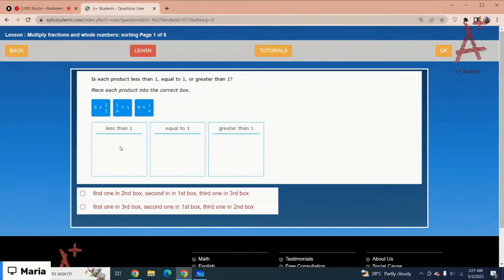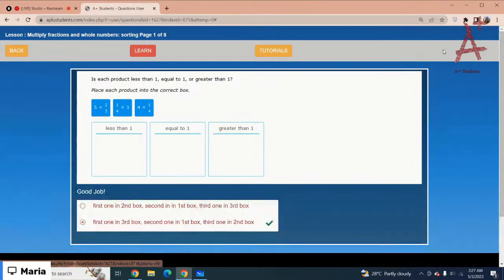The second one is in the first box. And 4 times 1 by 4, 4 and 4 cancel out, and you're left with just 1. So it is the second option. The first one is in the third box because it is greater than 1. The second one is in the first box because it is less than 1. And 4 times 1 by 4 is in the second box because it is equal to 1. Got it? Let's just move on to the next question.